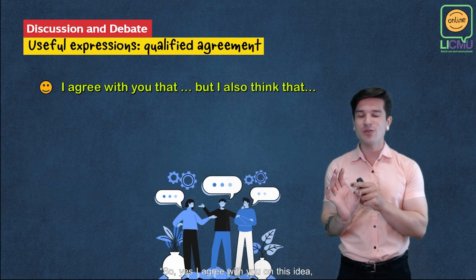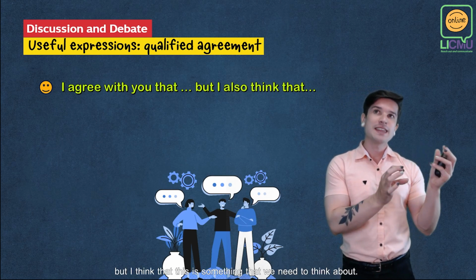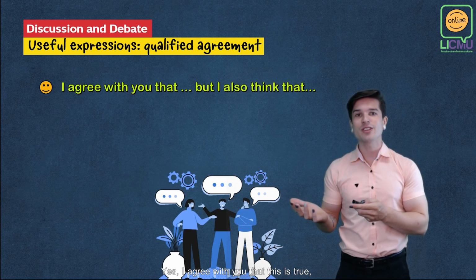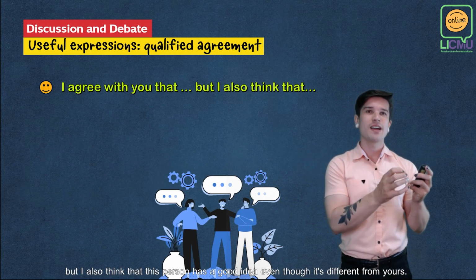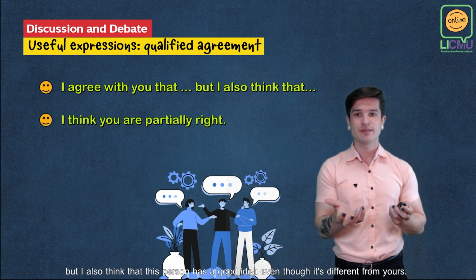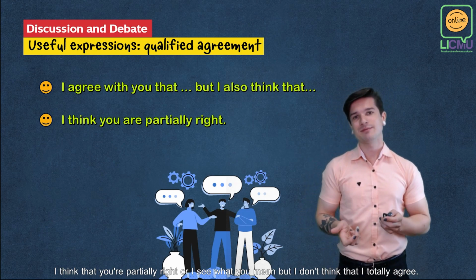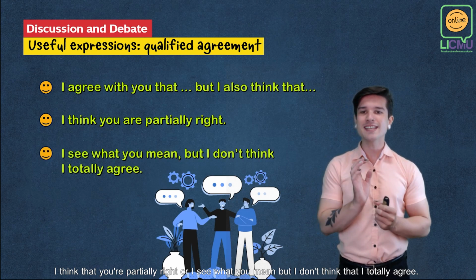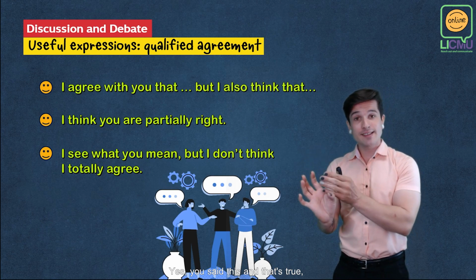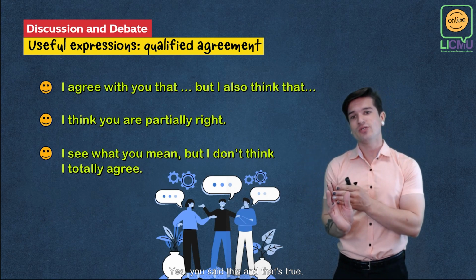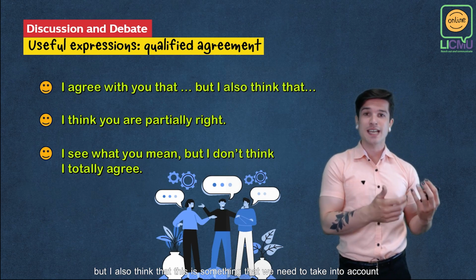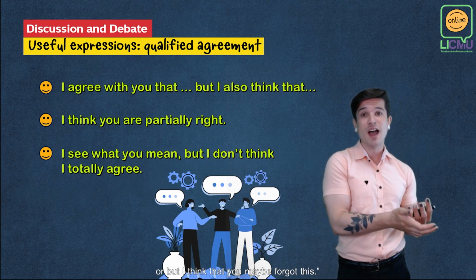So yes, I agree with you on this idea, but I think that this is something that we need to think about. Yes, I agree with you that this is true, but I also think that this person has a good idea, even though it's different from yours. I think that you're partially right. Or I see what you mean, but I don't think that I totally agree. Yes, you said this, and that's true, but I also think that this is something that we need to take into account, but I think that you maybe forgot this.